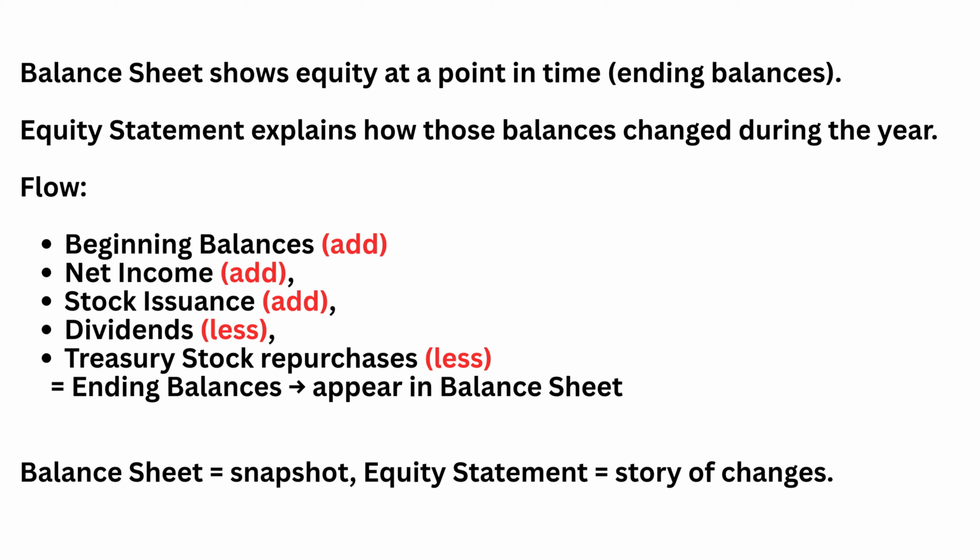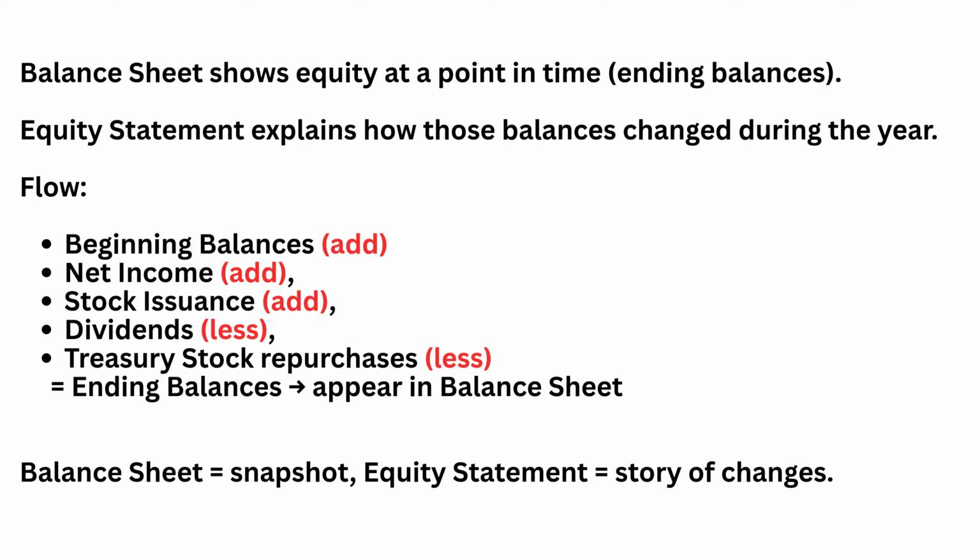The balance sheet shows equity at a specific point in time. It is like a snapshot. You see the ending balances for common stock, retained earnings, and other equity accounts. The statement of owner's equity, on the other hand, explains how those balances changed during the year. It tells the story of what happened to the owner's claim on the business. Here is the usual flow in the statement.